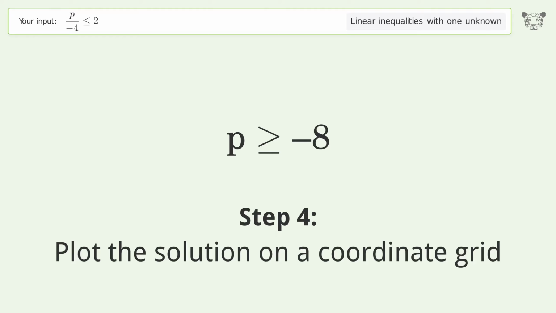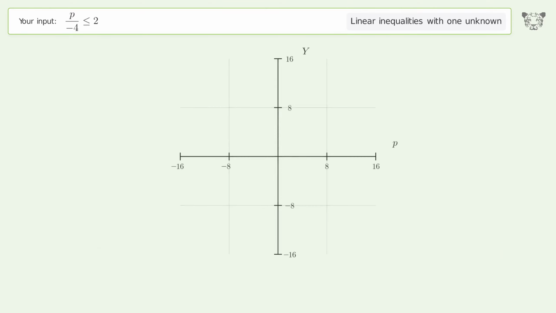Plot the solution on a coordinate grid. And so the final result is p equal or greater than -8.